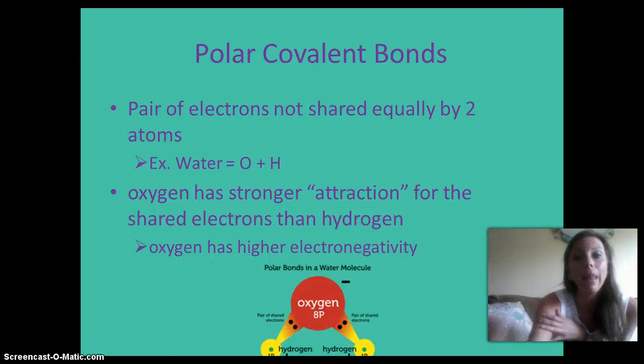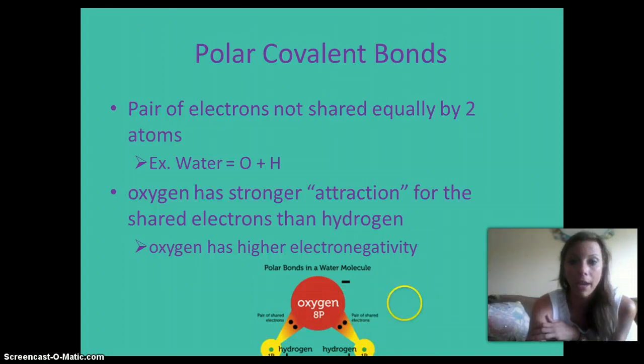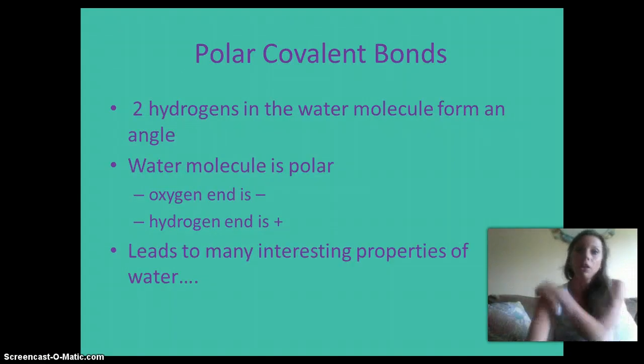So since there are more electrons on the oxygen, it is pulling the hydrogens down. So it's just a slight difference in the positive and negative sides of the atom or the compound. So oxygen is going to be slightly more negative and hydrogen slightly more positive. So two hydrogens in the water molecule form an angle, and the water molecule is polar. Like I said, oxygen is negative, hydrogen is positive, and this is going to lead to the interesting properties of water, which we will talk about next lecture.